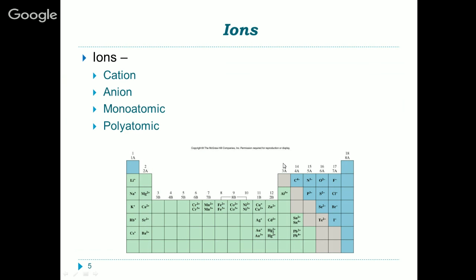Now, back to main group elements. Group 3 metals, well, aluminum is a +3. We would see the other metals follow the same trend.